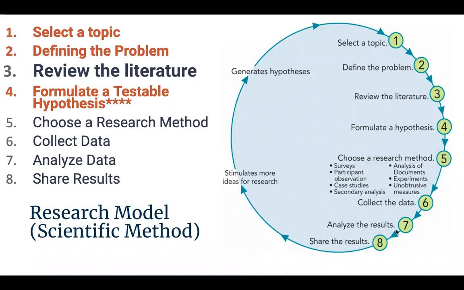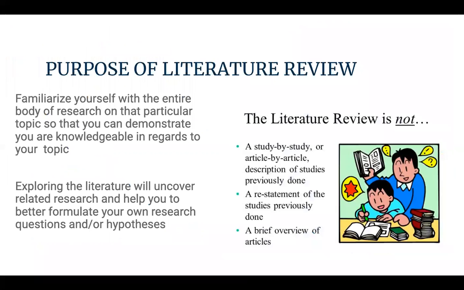So at this point, we've discussed selecting a topic, defining the problem, as well as formulating a testable hypothesis in chapter 2. So this chapter goes over that third step, reviewing the literature. The purpose of a literature review is to help you familiarize yourself with the entire body of research on that particular topic, because this is your chosen topic that you're passionate and knowledgeable about.